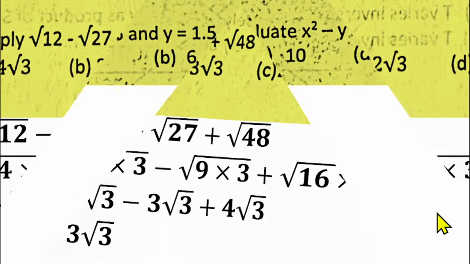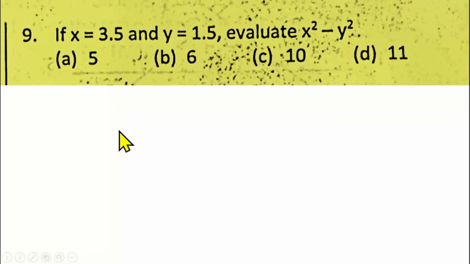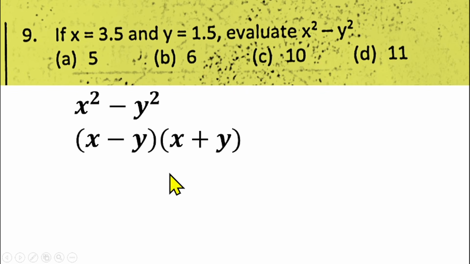question number 8. Question number 9 is from algebra, substitution in algebra. If x equals 3.5 and y equals 1.5, you have to evaluate x² − y². So x² − y² is a difference of two squares, which is the same thing as (x − y)(x + y). Of course, you can just put 3.5² − 1.5² into your calculator, since this is an objective question. So you can just input your values here, and the calculator will give you the right answer.